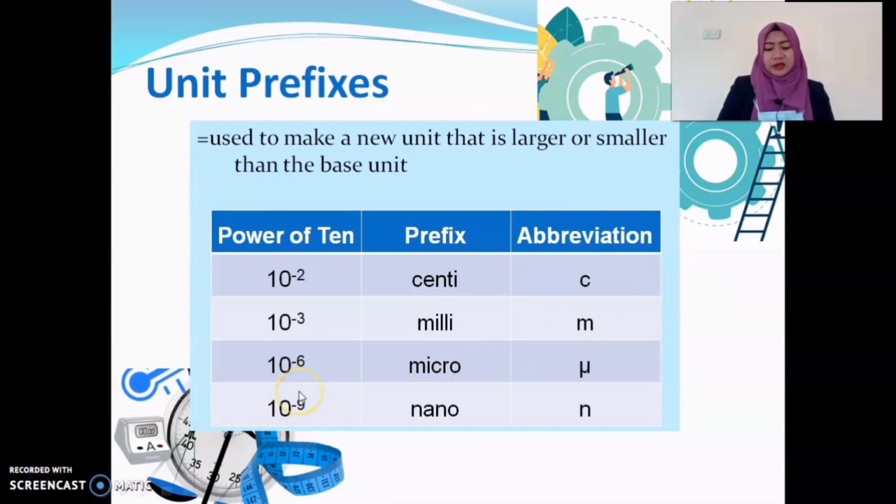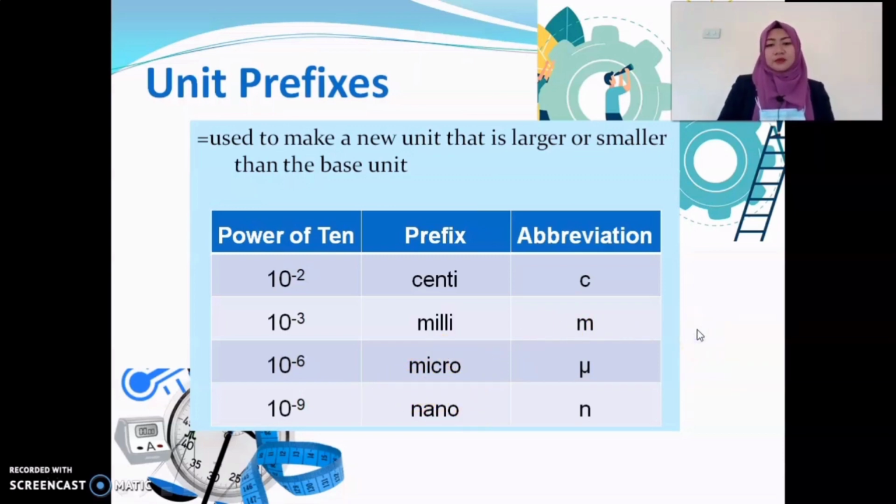On the other hand, there is also a letter or a group of letters that can be added at the beginning of the base word to change its meaning. And that is what we call unit prefixes. These unit prefixes are used to make a new unit that is larger or smaller than the base unit. For example, the prefix centi is equal to 10 to the negative 2. Milli is equal to 10 to the negative 3. Micro is 10 to the negative 6. And the prefix nano is 10 to the negative 9.